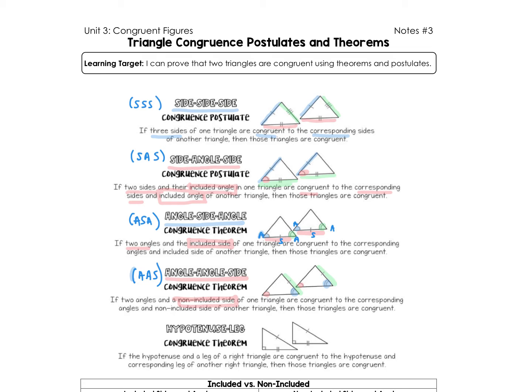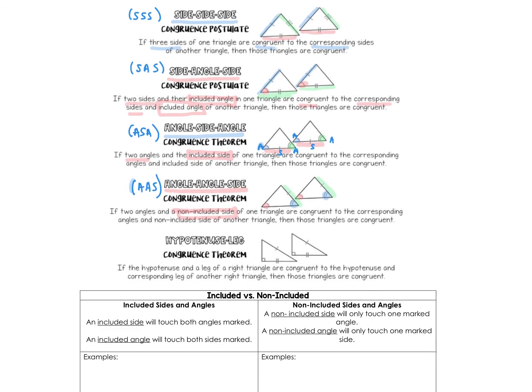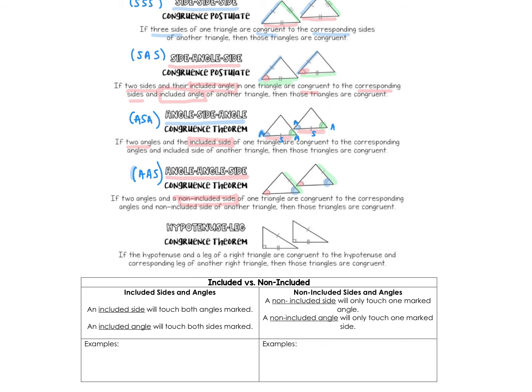Right, the last one is very specific to right triangles. So I'm just going to scoot this up a little bit. If we know that our two triangles are right triangles, either we're given that information or we see that they have right angles, we can use what's called hypotenuse leg congruence. It says if the hypotenuse and leg of a right triangle are congruent to the hypotenuse and corresponding leg of another right triangle, then those triangles are congruent.